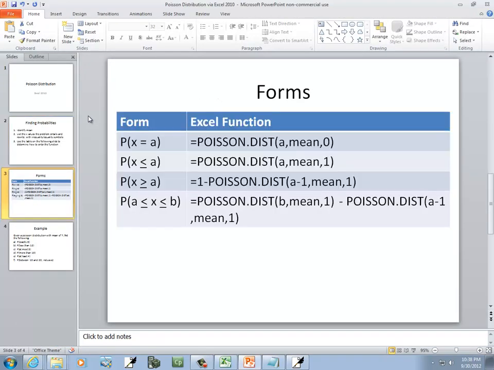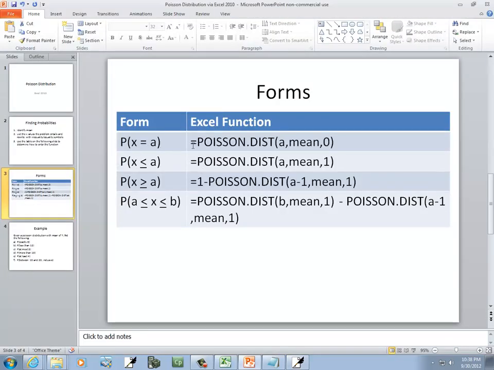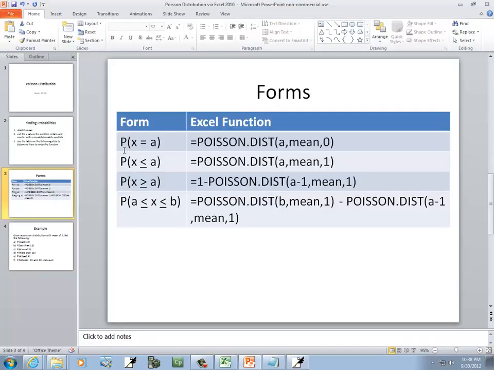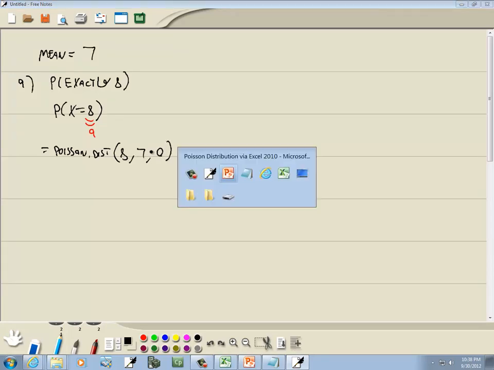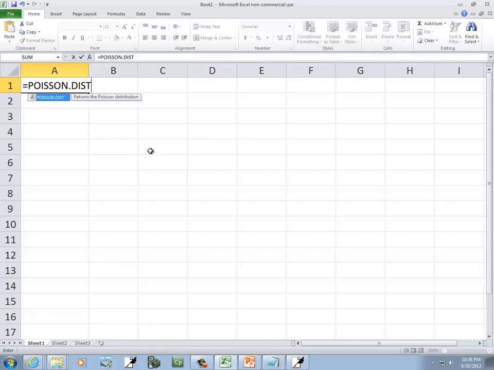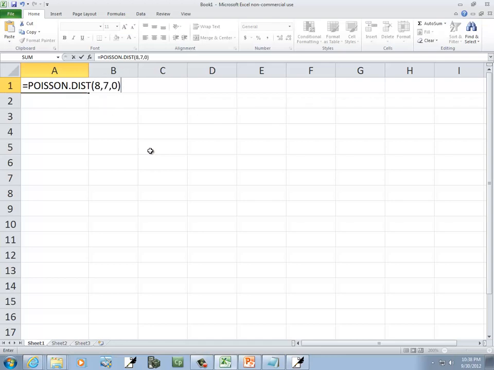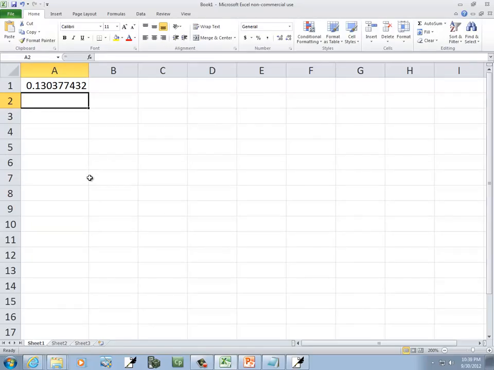So now let's use our table. The number here, the 8, is going to be our A. And this is going to match our first form. Probability x is equal to A. So we plug it in. This will be equals Poisson distribution, beginning parentheses, and then it says A, then the mean, and then 0. So we got 8, our mean, which is 7, and then 0. So let's go put this into Excel. So equals Poisson distribution, 8, comma, 7, comma, 0, close parentheses. And that's going to give us 0.1304.